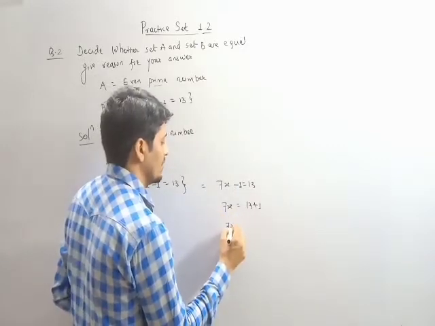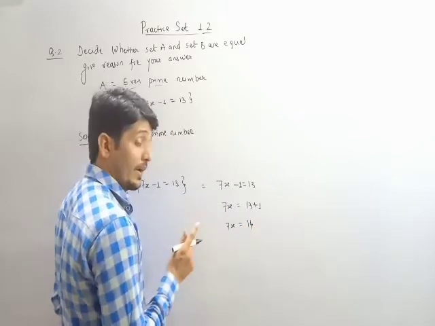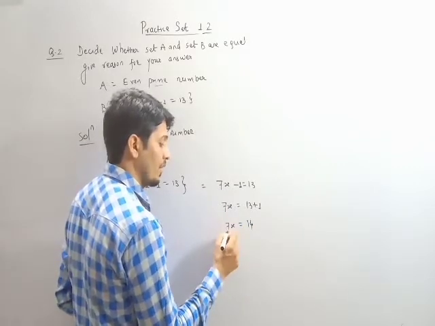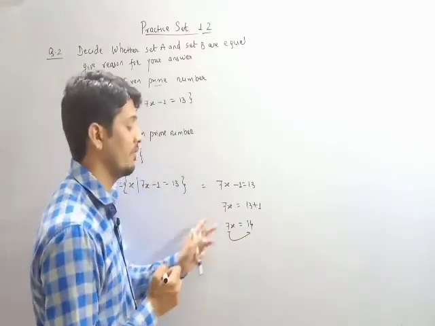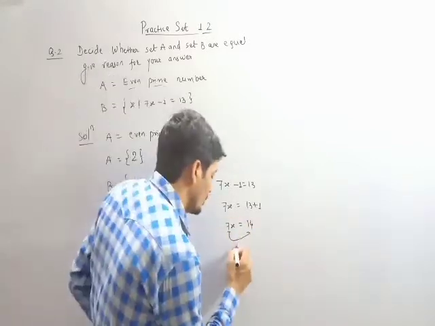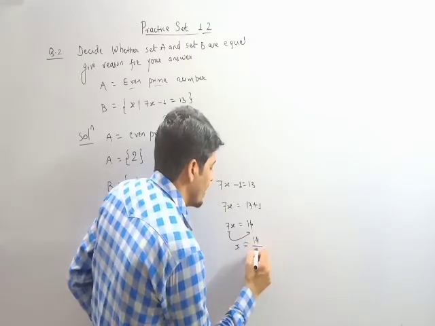Now 7x equals 13 plus 1, which means 14. Now we have to calculate the value of x. So we have to transfer this 7 to the other side. Since it is in multiplication form, it will go in division form. So x will become 14 divided by 7.